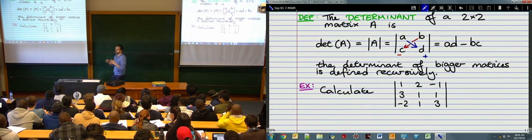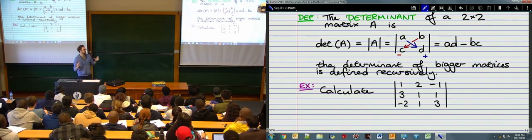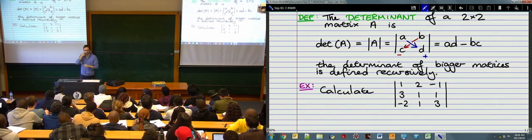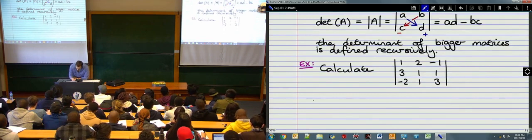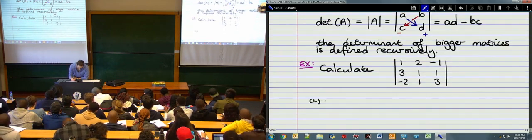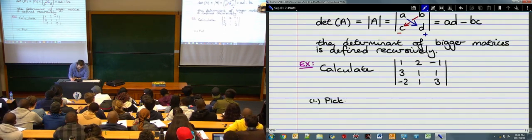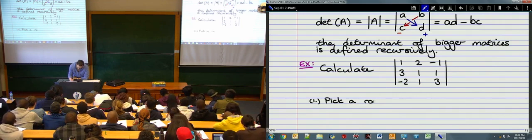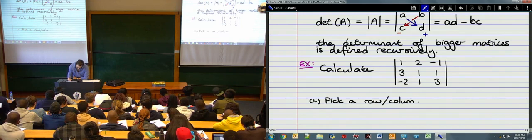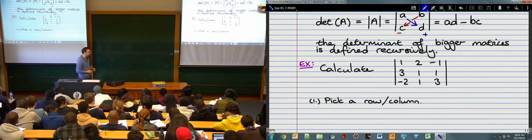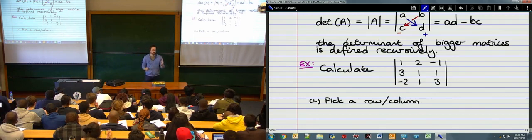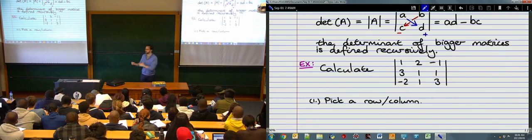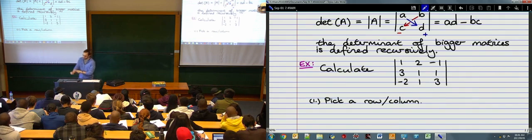And the steps for calculating the determinant of a bigger matrix, something other than a 2 by 2 matrix. The first thing you do, let's say step 1, is you pick a row or column, any row or column. If there's a row or a column which has zeros in it, choose that row or column. It'll make the calculations a little bit easier. So pick a row or column.